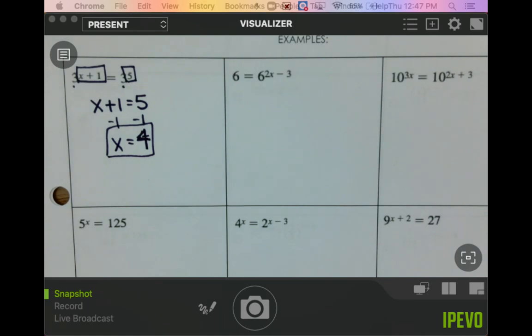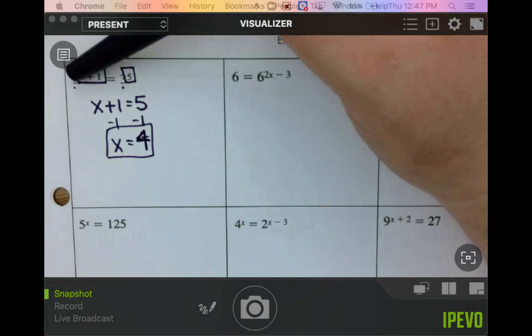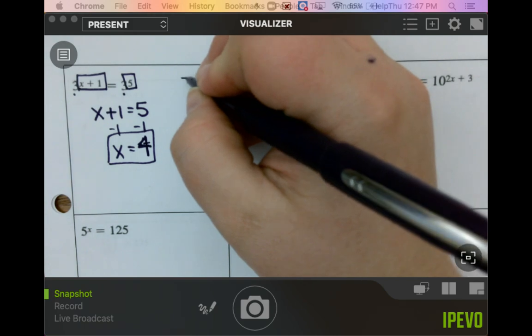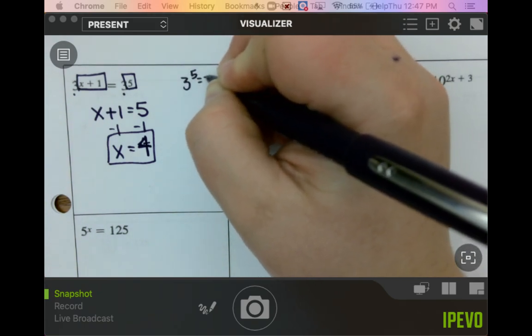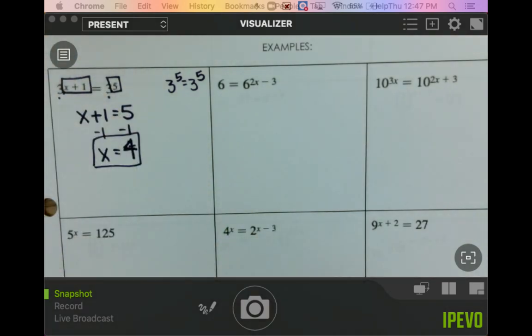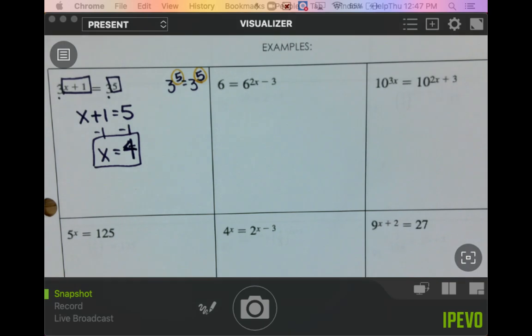And you get 4. You can always go double check this because if you plug in 4 for x, that's 4 plus 1. And 3 to the 5th power equals 3 to the 5th power. The whole idea here is that if you have the same number, these two have to be the same. Otherwise, 3 to the 5th power is never going to equal 3 to the 2nd power. Those aren't the same number because they have different powers.